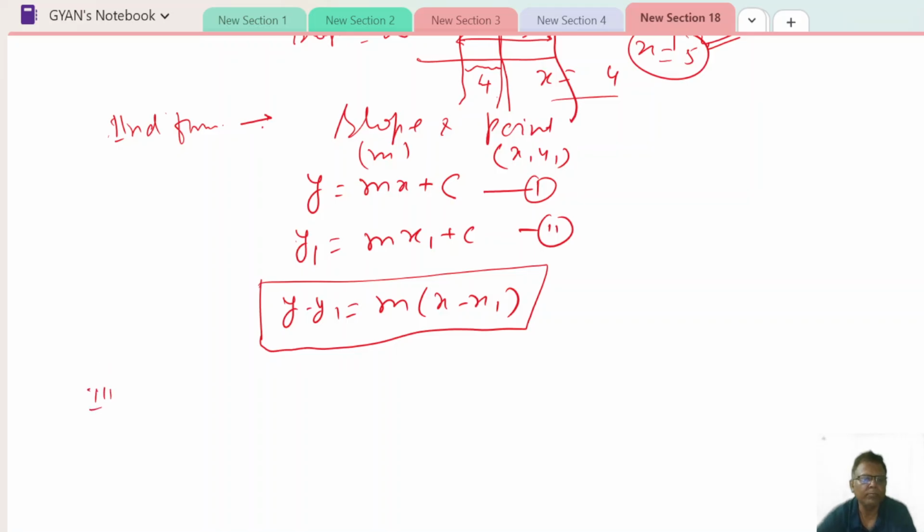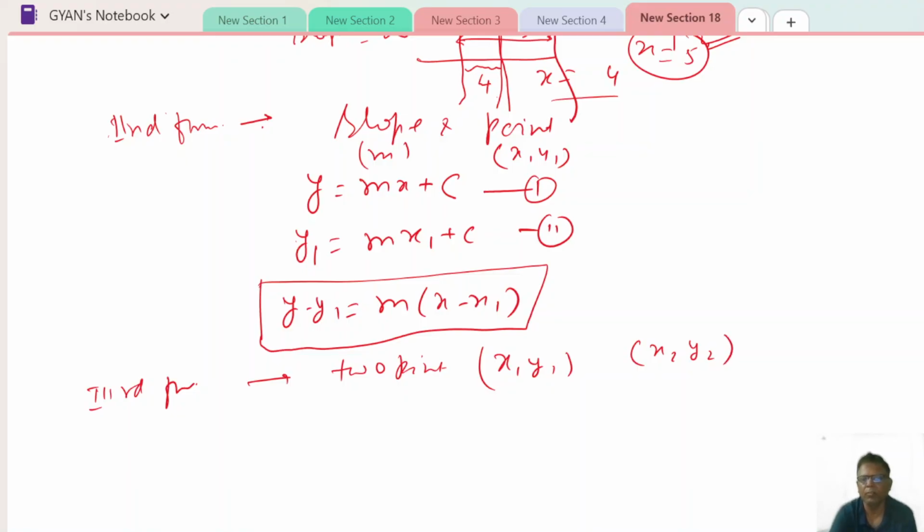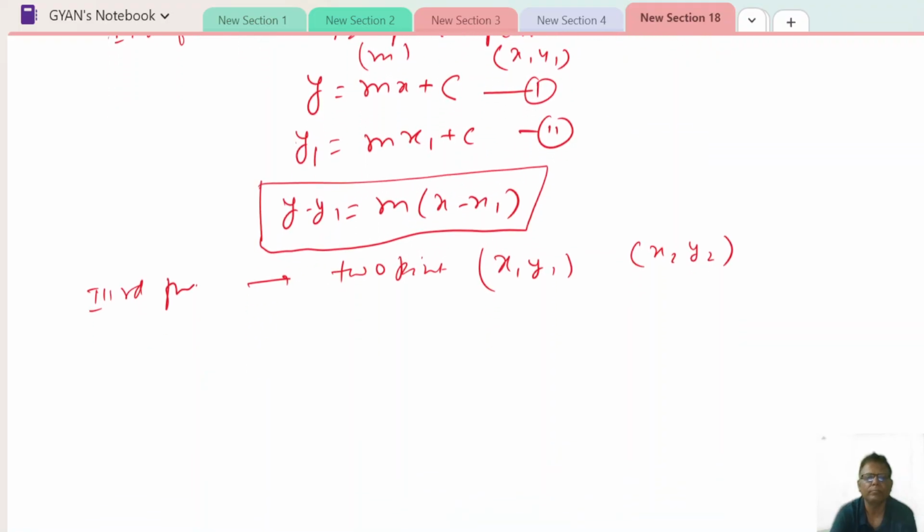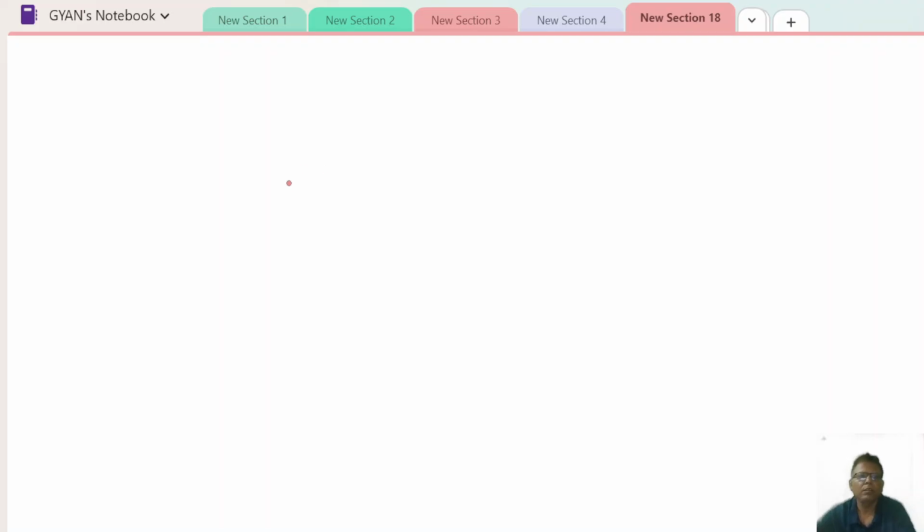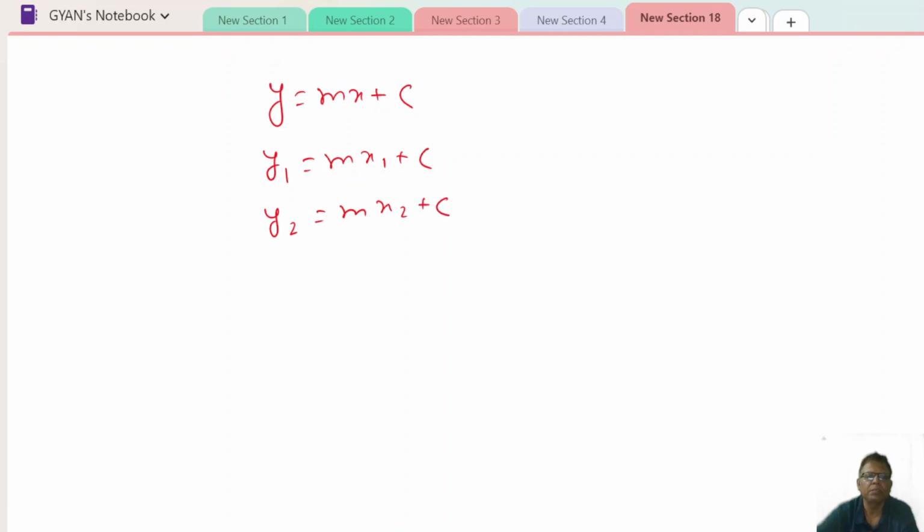Now the third form. It's the two-point equation. That means two points are given, x1, y1 and the second point x2, y2. So how will we do that? The equation is y is equal to mx plus c. So the first point you just satisfy: y1 is equal to m x1 plus c. The second point: y2 is equal to m x2 plus c.